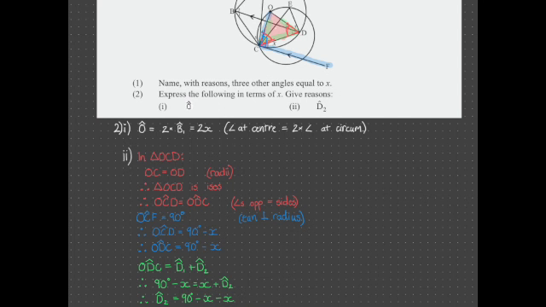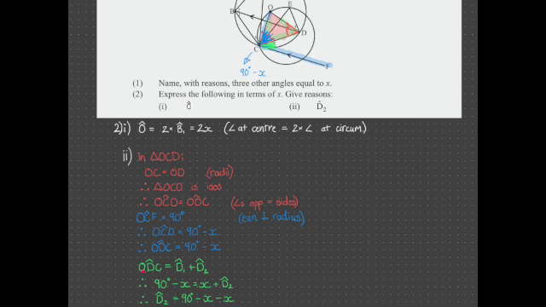And that helps me because now I can say that OCD, which is, oh my word, this is getting messy, but OCD, which is that over there, is going to have the value of 90 degrees minus x, and that x is that part over there. Now, if that has a value of 90 degrees minus x, it means the other base angle of this isosceles triangle, ODC, is also going to be 90 degrees minus x. I've already said they're equal, so I don't need to state again why they're equal.